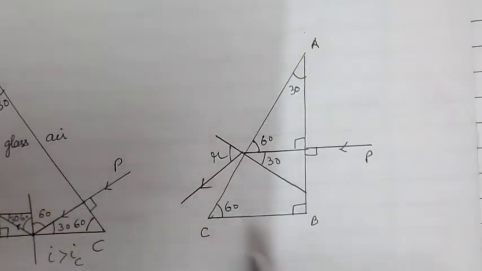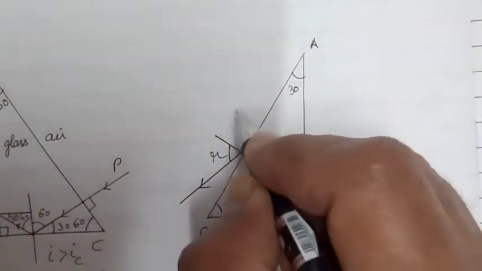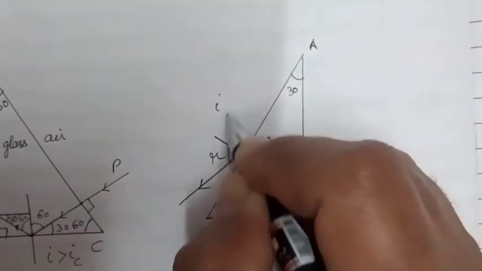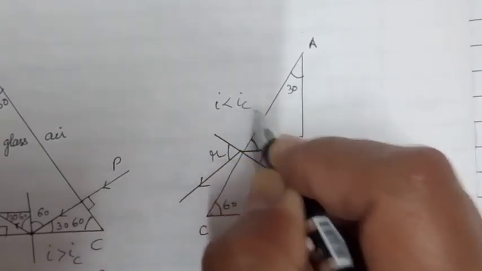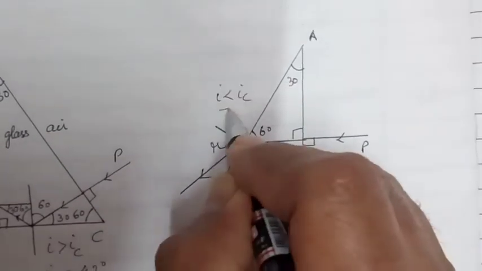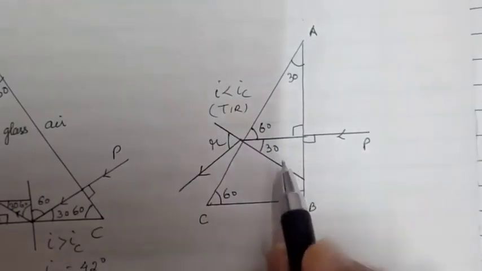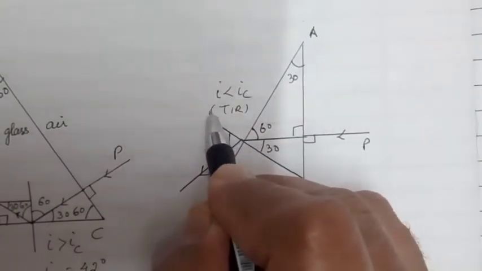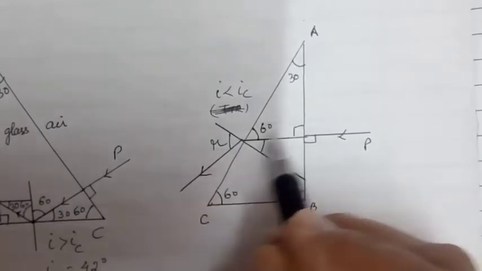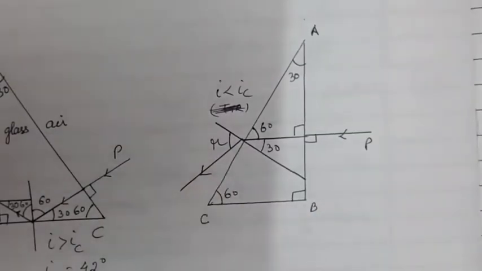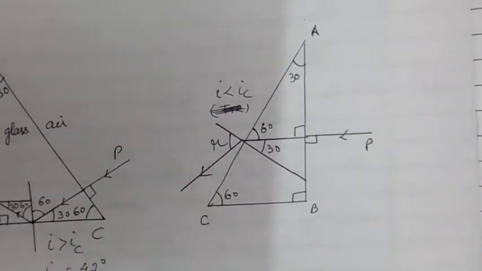Why does this go out? Not because of TIR. I is less than the critical angle. Name the phenomena occurring here. The phenomena occurring here is refraction of light.